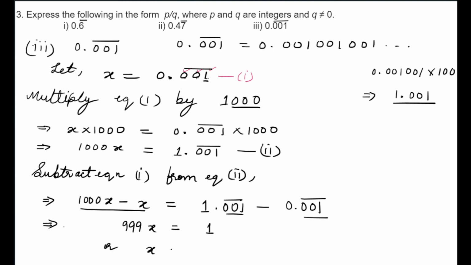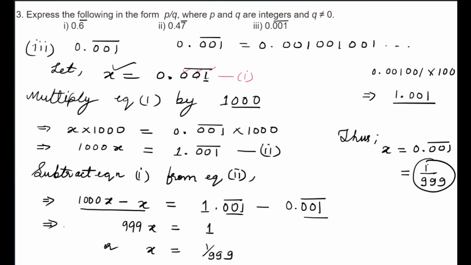So what do we get the value of x as? x is 1 by 999. So thus, what was x? The value of x, that is 0.001 bar, is actually equal to 1 by 999, which is again in the rational number form. So this is how you solve question number 3. Now let us move to the next question.